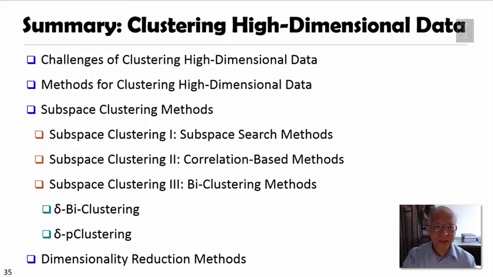So in summary, in this lecture on clustering high-dimensional data, we discussed the challenges of high-dimension data clustering. We also introduced the general methods for clustering high-dimension data. Especially, we focused on subspace clustering methods. We discussed subspace search methods, correlation-based methods, and biclustering methods. For biclustering, we discussed the delta biclustering algorithm and the delta p clustering algorithm. Also, we briefly introduced the dimensionality reduction methods.